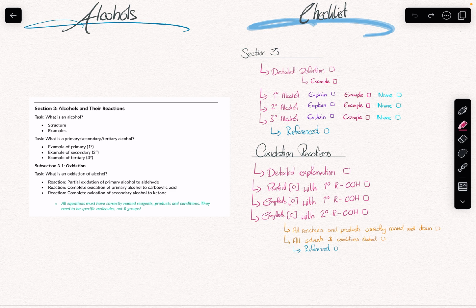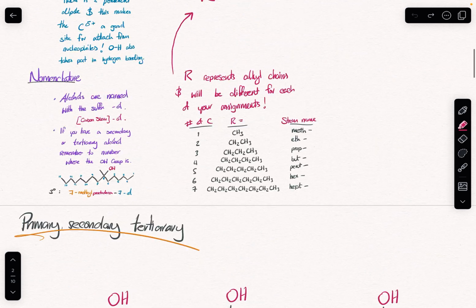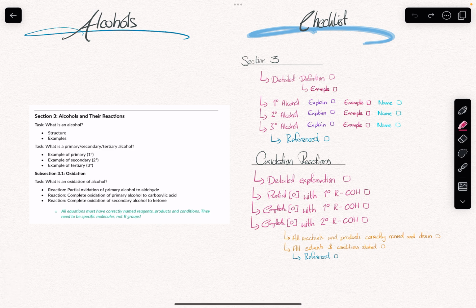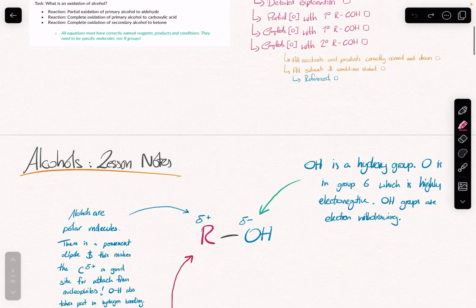Nothing more, nothing less. Give me an example of what an alcohol looks like. It's going to look similar to this page here, like that. And then you're going to talk to me about, again, primary, secondary, tertiary. Use a similar format to that you did last time. And then we've got some oxidation reactions, which I'm going to give you an overview or a way to structure those in your assignments. So let's go straight to alcohols.